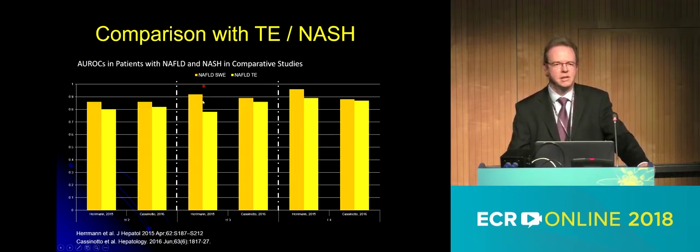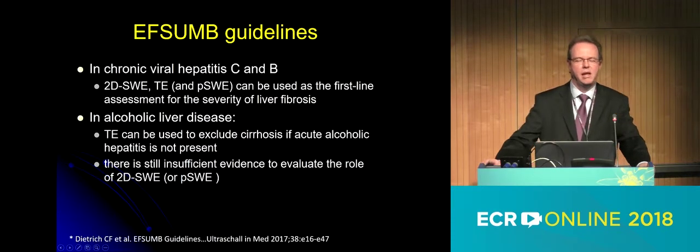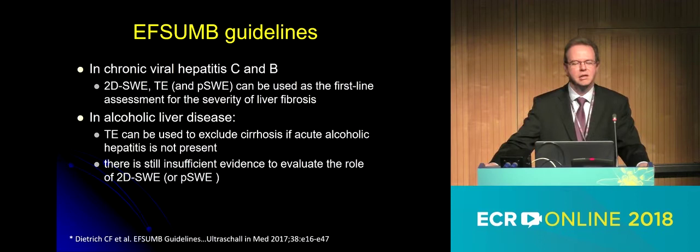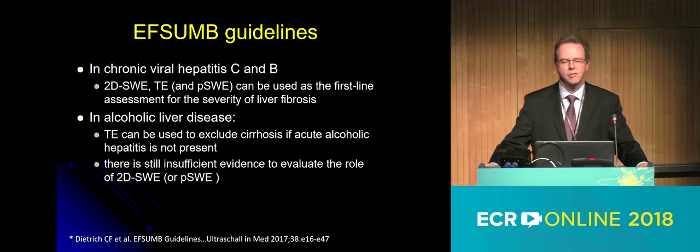and sometimes significantly better. So it has been stated in the EFSUMB guidelines that were published 8 months ago that in chronic viral hepatitis C and B, real-time 2D shear wave elastography or transient elastography could be used as the first-line assessment for the severity of the liver fibrosis.